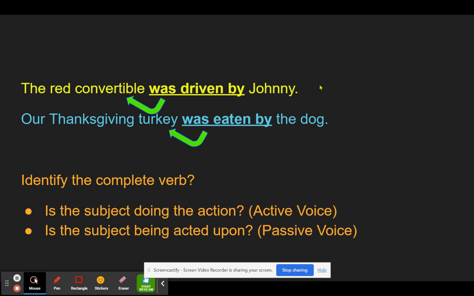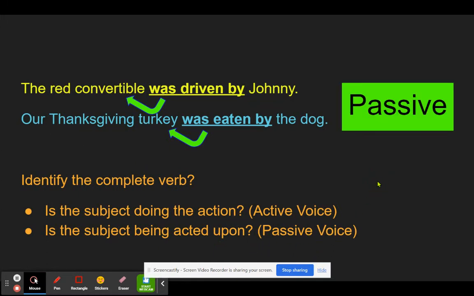Same thing with Thanksgiving turkey being eaten by the dog. The eating is being done to the turkey. So the subject turkey is receiving the action of the verb. And when we have a sentence structured like that, because the subject is receiving, because it's being passive, not active, we're calling that the passive voice. So those sentences are passive voice.